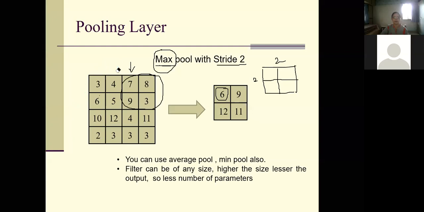So now your mask is moved to the next location. And now here again there are 4 pixels. We have to apply the same operation, that is the max operation. So from 7, 8, 9, 3, the maximum value is 9. So we are getting 9 here.